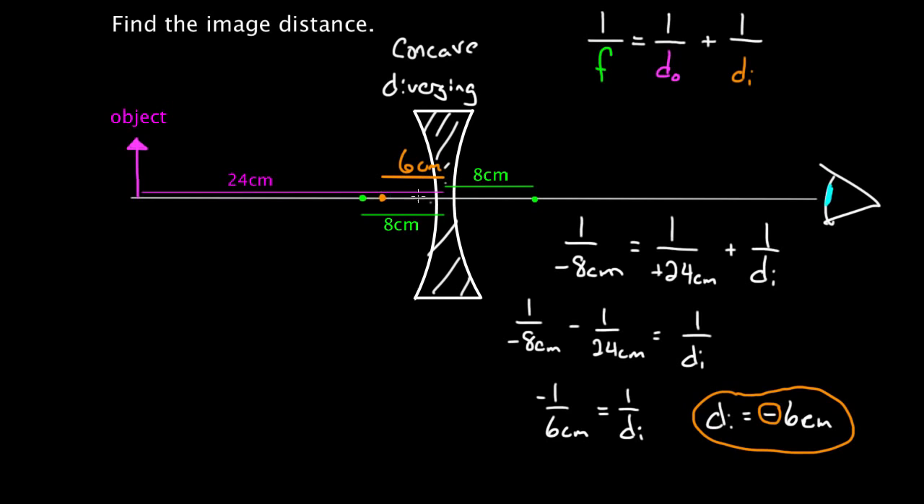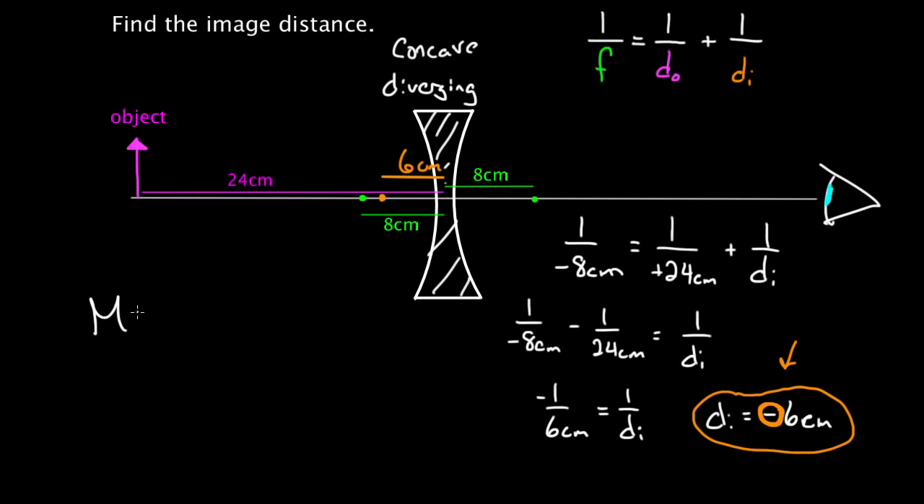But this does not tell me how high the image is going to be, how tall. Oh, actually, hold on. It does tell us whether it's right side up. This came out to be negative. Remember our rule? Negative image distance means it's got to be right side up. I'm going to have a right side up image, but I don't know how tall yet. I'm going to have to use the magnification equation to figure that out.